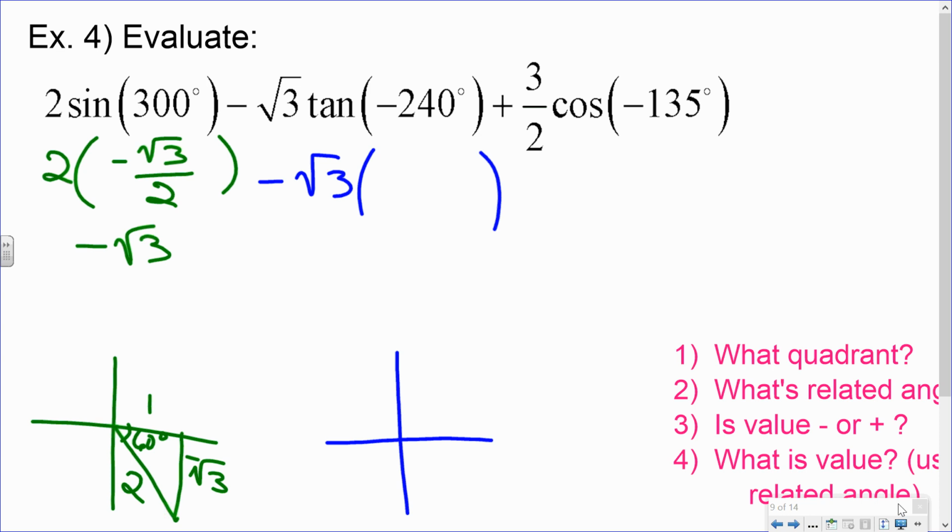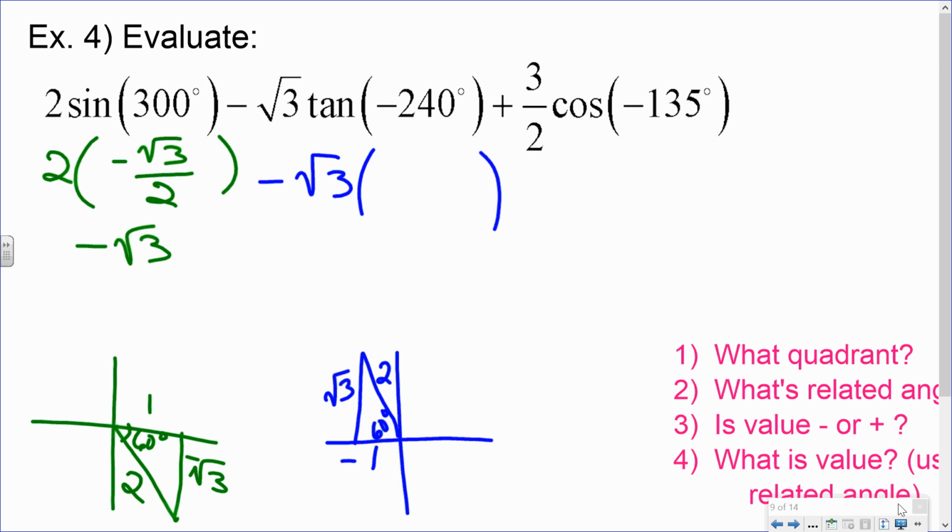Emily, where will I be with negative 240 degrees? I'll be in the second quadrant, and so I go 180 and keep going. What will my reference angle be? It will be 60, so I'm going to be up there closer to that. So this is a short leg. This is 60 degrees right there for my related angle. If that's the short leg, the hypotenuse is double. The long leg is √3. But second quadrant is negative for the 1 and positive for the √3.